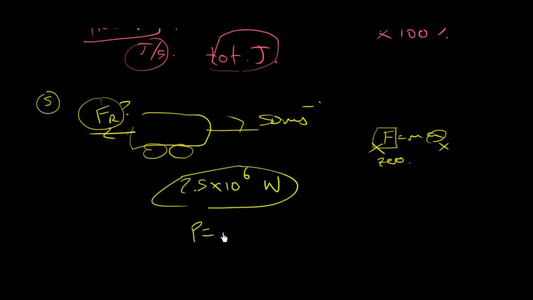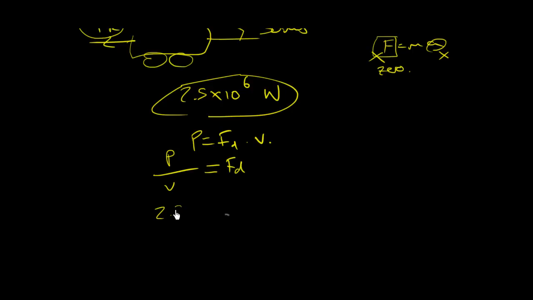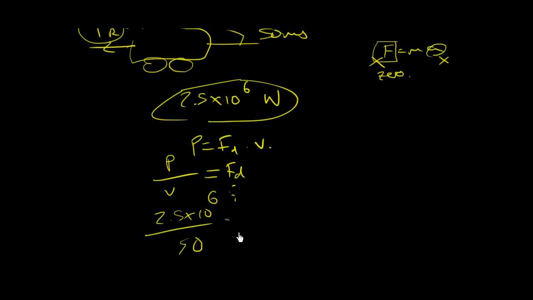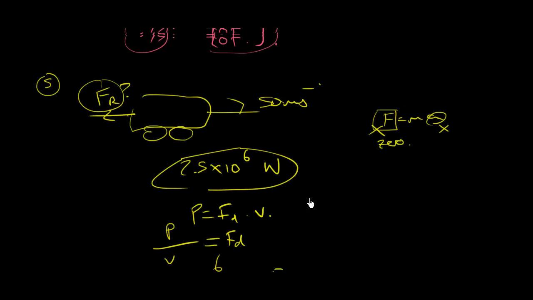The formula for power is equal to driving force times velocity, right? So we can get the driving force by saying that it is the power divided by the velocity, just by dividing both sides by v. That means the driving force is equal to the power, which is 2.5 times 10 to the 6, divided by the velocity, which they give you in the question, is 50. That will give you the driving force. Once you know the driving force, you know that the resistance force is the same, because it is going at a constant speed.